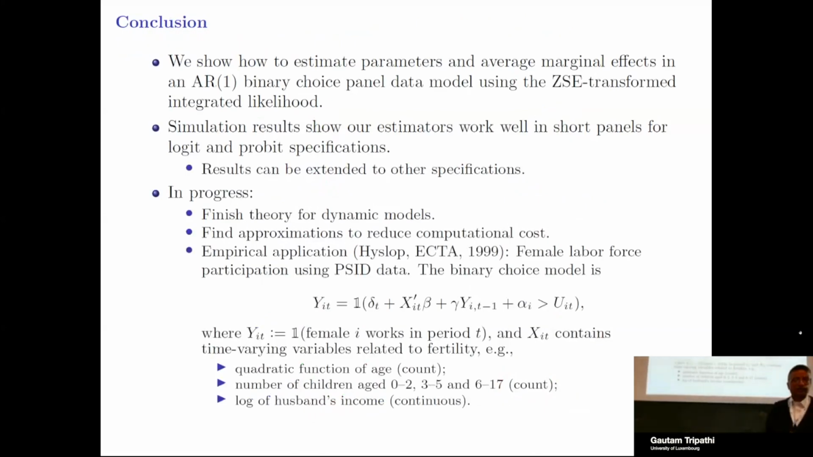We have shown how to estimate both the common parameters and the marginal effects using an integrated likelihood framework. We are finishing, so now we have to finish the theory for dynamic models. The method that we use works quite nicely, but the main disadvantage is that it is computationally very, very intensive. All these simulations are done on the Uni Luxembourg HPC. Even then, it is computationally intensive. So we have to figure out how to reduce the cost.